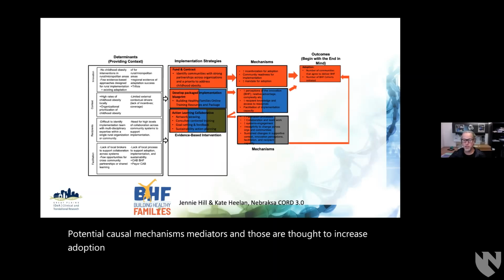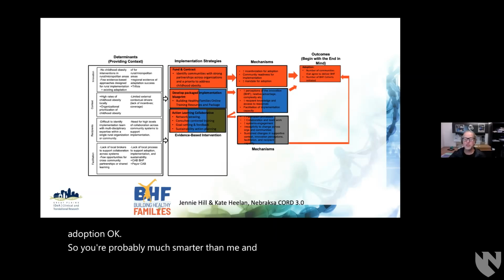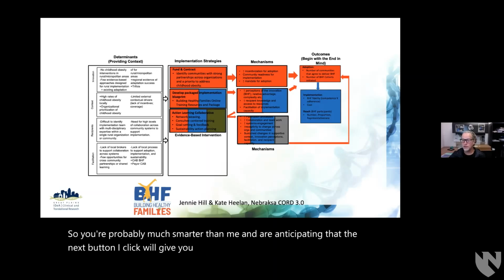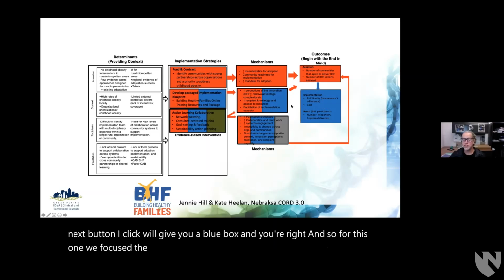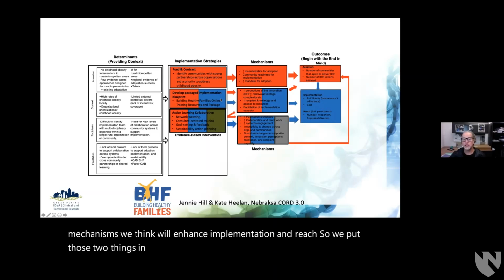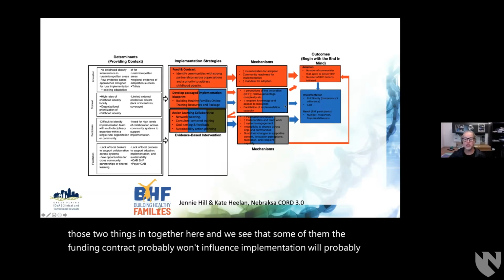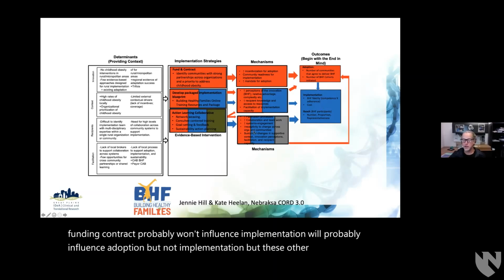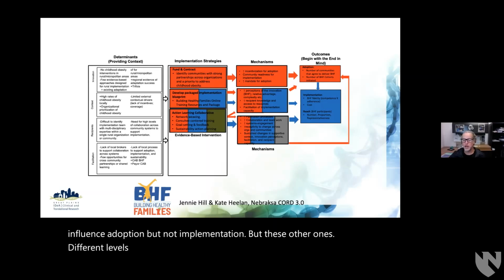Okay, so you're probably much smarter than me and are anticipating that the next button I click will give you a blue box, and you're right. And so for this one, we focus the blue box. Any of these intervention strategies and mechanisms we think will enhance implementation and reach. So we put those two things in together here, and we see that some of them, the fund and contract, probably won't influence implementation, will probably influence adoption, but not implementation. But these other ones have different levels of impact or different outcome impacts.